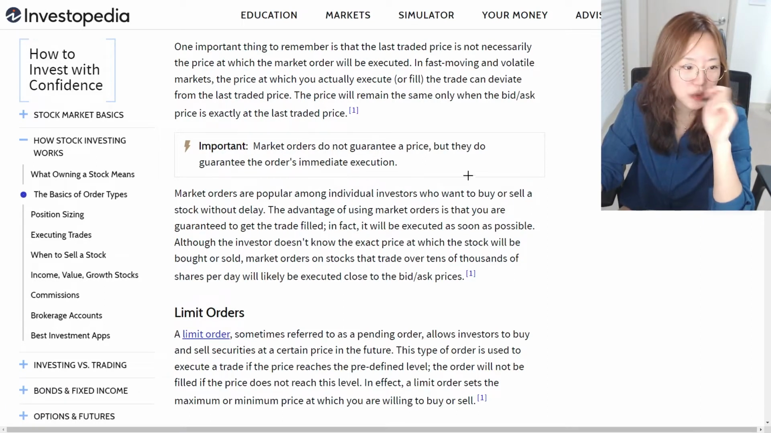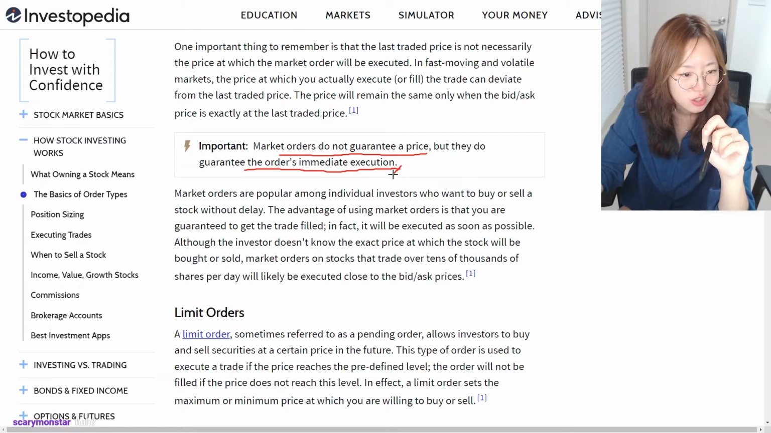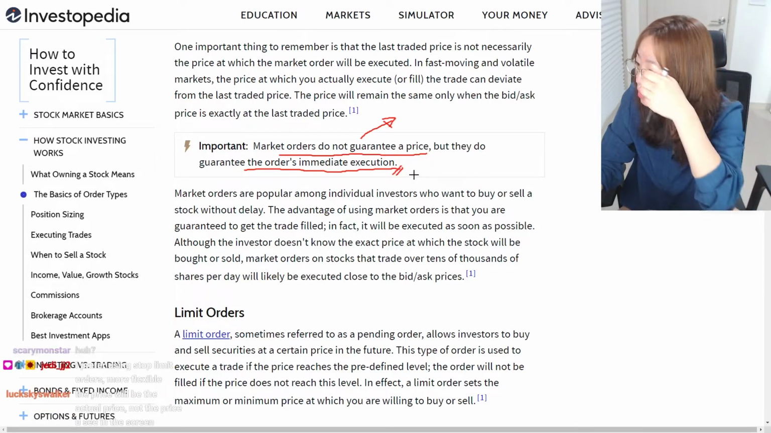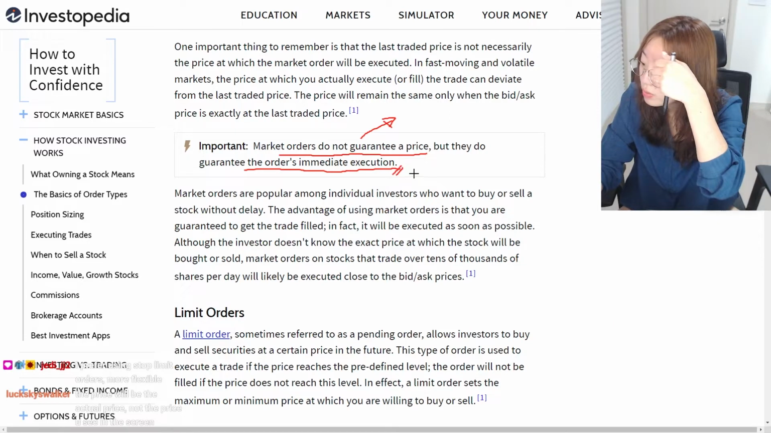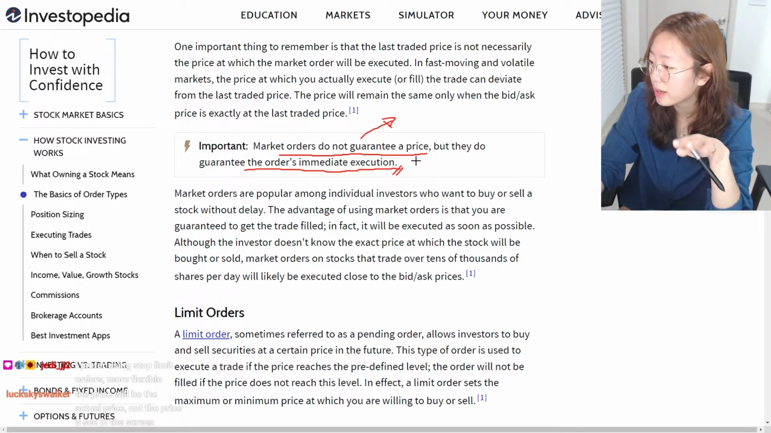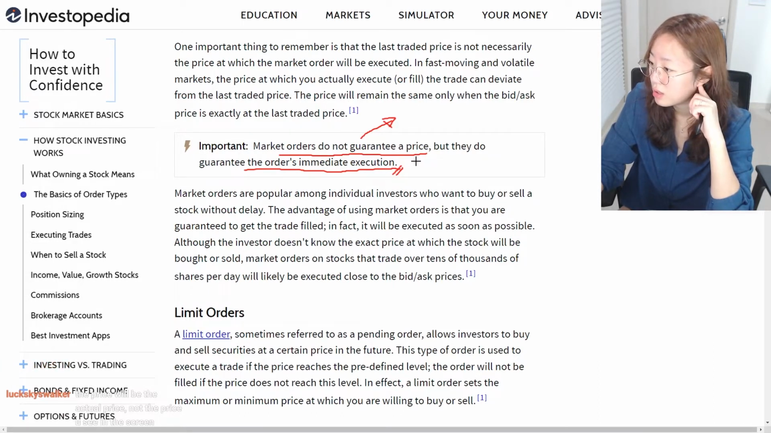Important. So market orders do not guarantee a price, but they do guarantee immediate execution. So you may not get the price that you wanted until later, but yours is ASAP in queue. The price will be the actual price, not the price you see on the screen. What does that mean?